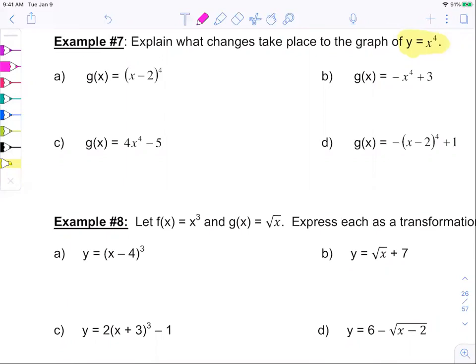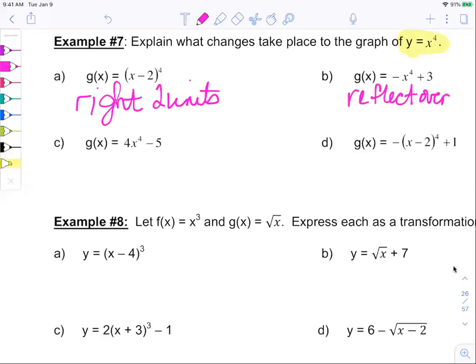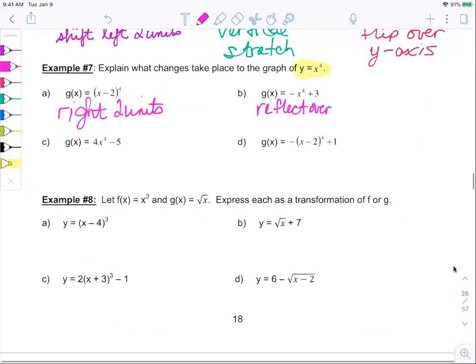All right, Jenny, do you have letter A? It would move it to the right 2 units. Nice. And Jenny, how about letter B? It would be a reflection over the x-axis, and then it would move up 3. Good. So it's reflecting over the x-axis because the y's are becoming negative.